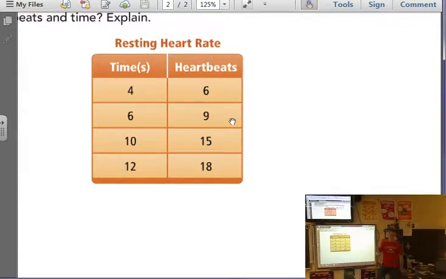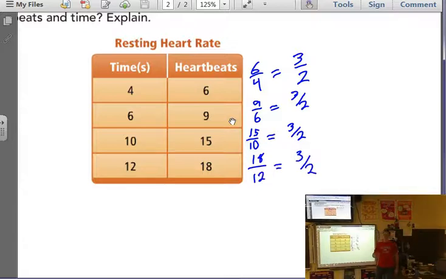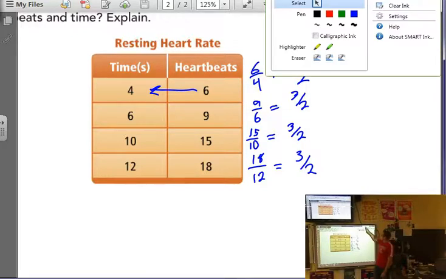So if we did beats per second, and I did this division, 6 divided by 4 gives me 3/2 beats per second. 9 divided by 6 gives me 3/2 beats per second. 15 over 10 gives me 3/2 beats per second. And 18 over 12 reduces to 3/2 beats per second. You can either check the multiplication or check that all the divisions come out to be the same. That depends on your brain, whichever you think is easier. Do you want to check the multiplication left to right, or the division right to left? That's up to you. Either way, we'll check if it's proportional.